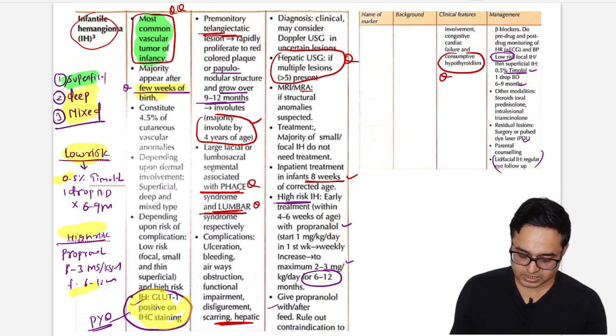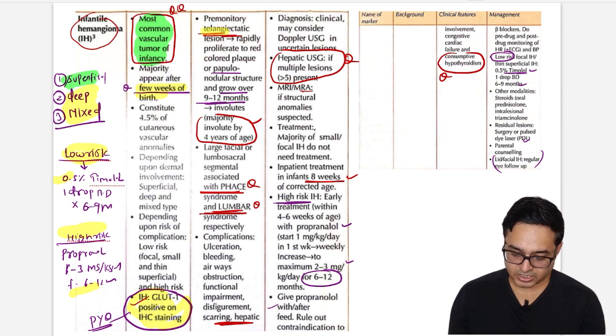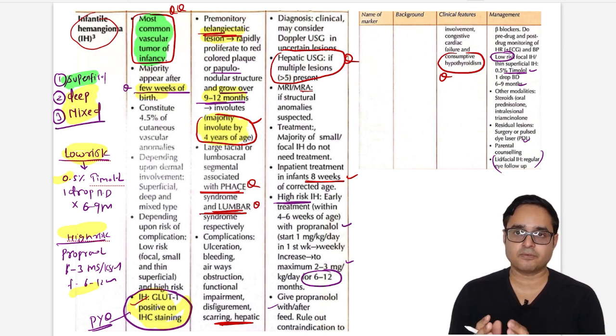Okay, GLUT1 is positive. We understood earlier also GLUT1 is negative in congenital hemangioma, but GLUT1 will be positive in infantile hemangioma. A premonitory telangiectatic lesion develops. Okay, generally this lesion grows and it involutes after 9 to 12 months. These infantile hemangiomas generally involute by 4 years of age. We have understood earlier that one type of congenital hemangioma, RICH, generally involutes about 14 months of age, but these infantile hemangiomas generally involute at 4 years of age.